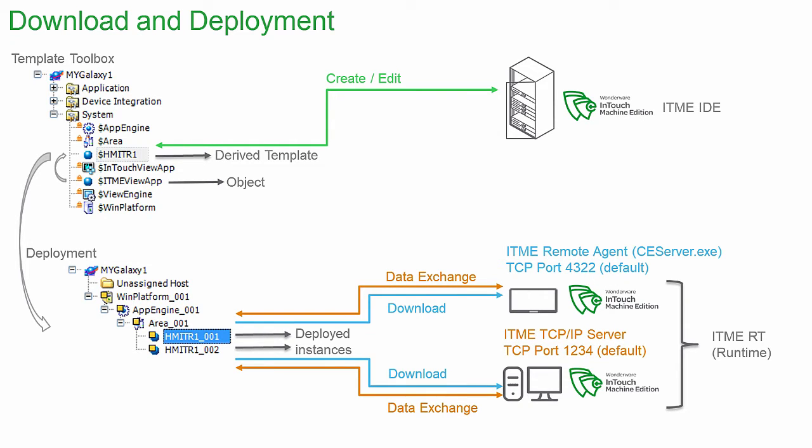And they will exchange data through the built-in TCP/IP module from InTouch Machine Edition, and the communication is event-driven. So there is no polling between the deployed objects in System Platform and the runtime edition of InTouch Machine Edition. All the communication is event-driven. If a tag changes in InTouch Machine Edition runtime, the updated value is sent to System Platform and vice versa. So these are the basic steps, and in a few minutes I'll demonstrate how to actually configure all those steps using the actual product.